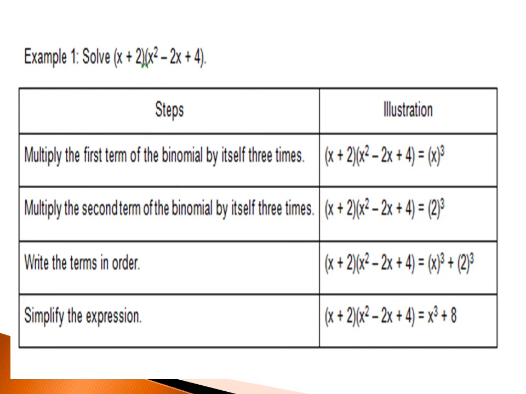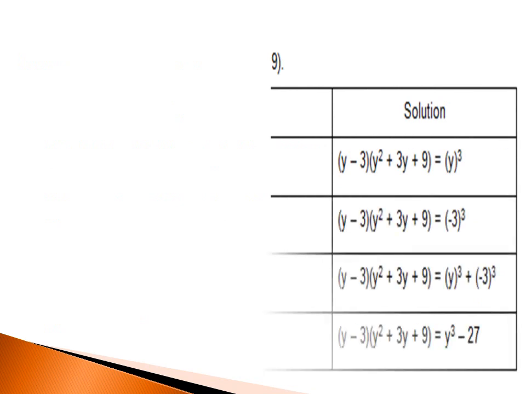If we have the given, solve x plus 2 times the quantity of x squared minus 2x plus 4. Multiply the first term of the binomial by itself 3 times, so we have x cubed. Multiply the second term of the binomial by itself 3 times, so we have 2 cubed. Write the terms in order. We have x cubed plus 2 cubed. Simplify the expression, so we have x cubed plus 8.